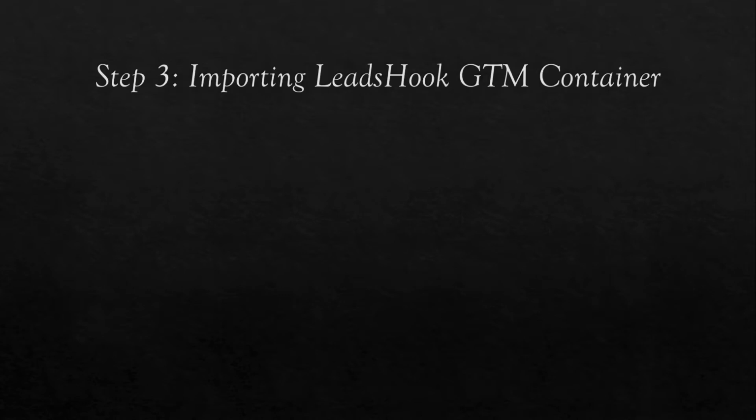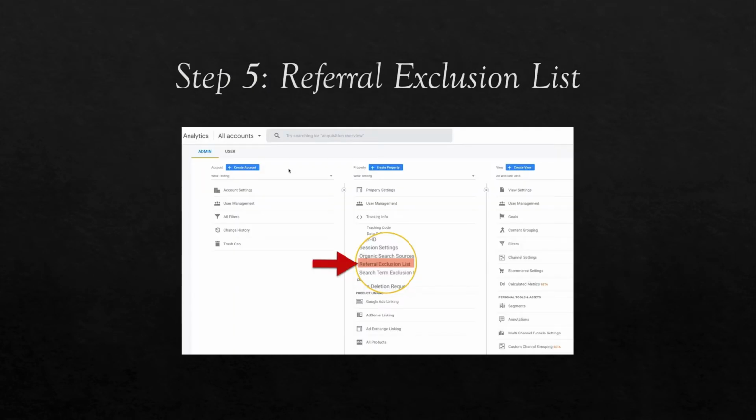Number three is importing the LeadsHook GTM container into your GTM account. I'll give you a specially prepared container. Number four is we're going to be updating the GTM variables. That's essentially changing your website address, the LeadsHook account ID, and those sort of things, so that GTM works properly. And we'll be updating the referral list in Google Analytics to ensure that we don't track referrals among ourselves.